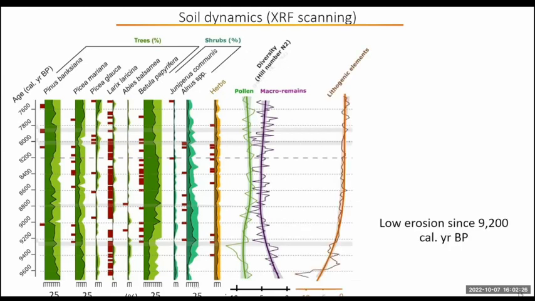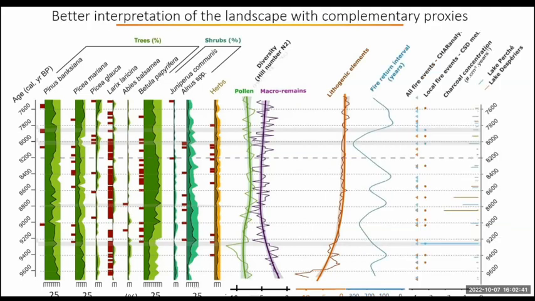After that, thanks to the XRF scanning, we also have the lithogenic element variation, which can be linked to the erosion. And so we see stabilization and a low erosion after 9,200 cal BP. We also looked at the fire dynamics thanks to the charcoal particles, and we have documented the fire events thanks to CHAR analysis, with the triangles here.